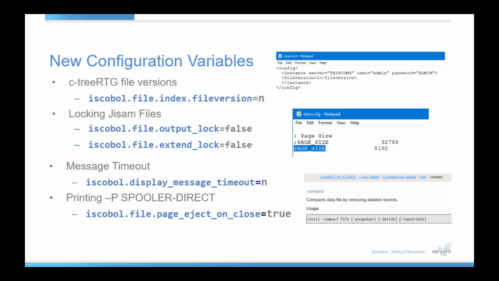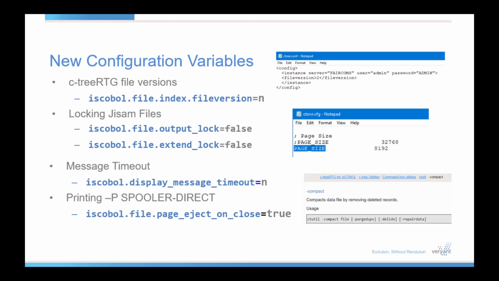C-tree-RTG made improvements to performance and ease of use in its new version 3, which we introduced in 2021. Now you can set the isCOBOL file index file version to 2, or file version in your C-tree comp file, and it'll create new files that are backwards compatible.